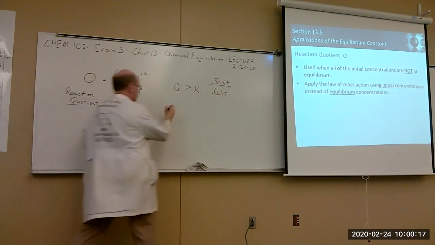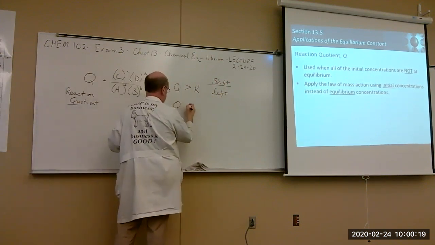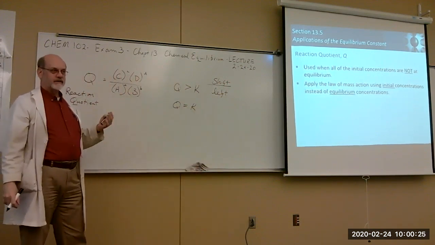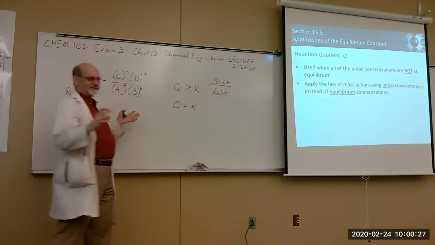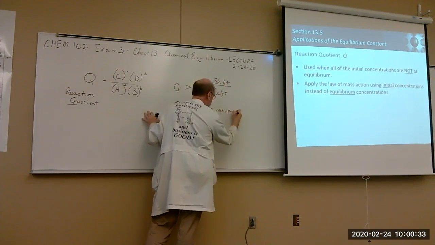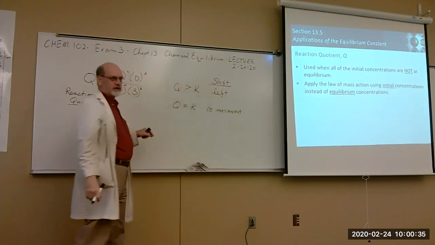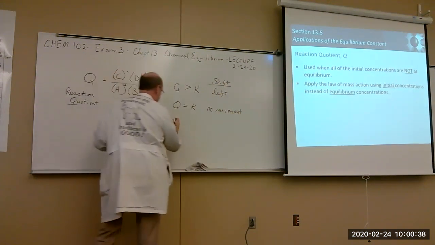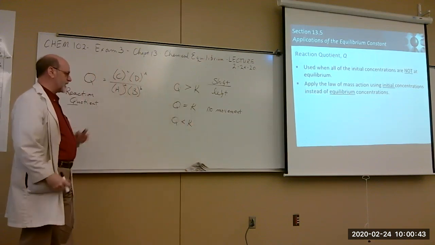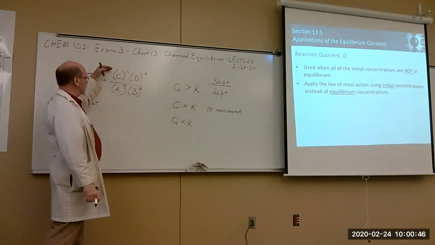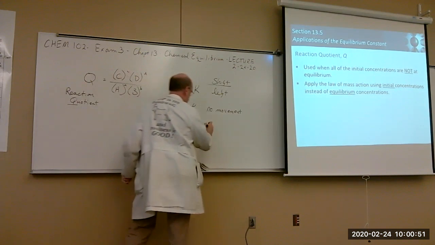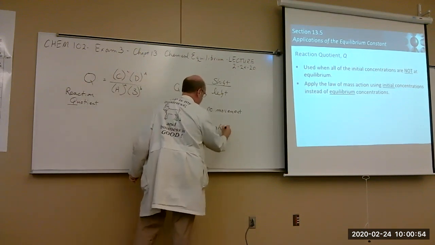Okay, so let's do this one just for giggles. If you find out that Q equals K, you're already there, right? So that's no movement. If you're already at equilibrium, you're not going to see a change in concentrations. And then the other possibility is Q less than K. If Q is less than K, the only way we can do that is to reduce products, increase reactants. So that favors products. Moving to the right.